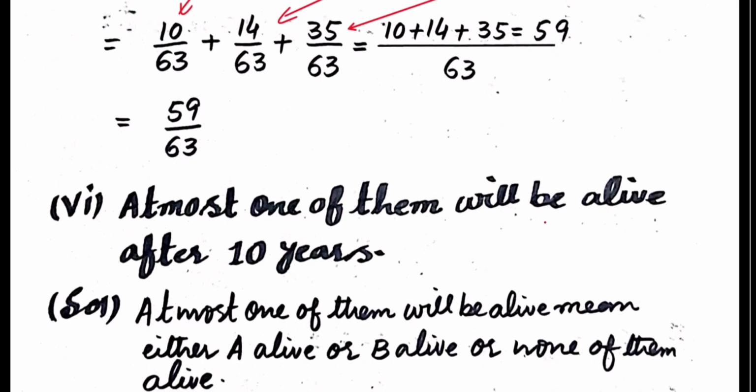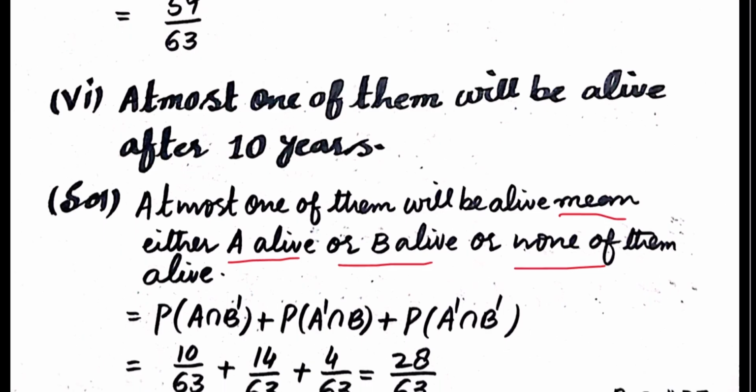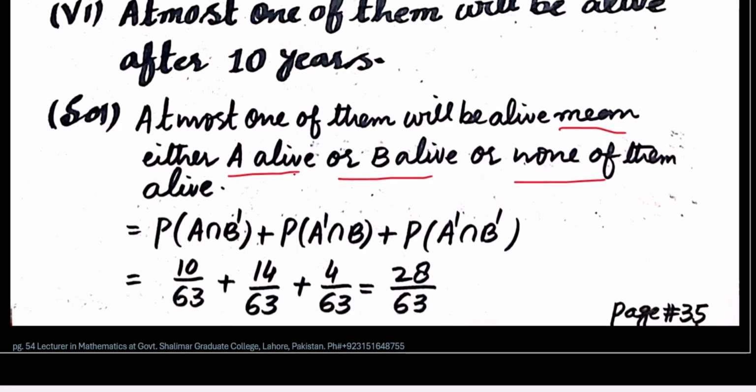At most one of them will be alive after 10 years. At most one of them alive means either A alive or B alive or none of them alive. At most means maximum: maximum one of them alive. So A alive means A intersection B complement. B alive, this is A complement intersection B. None of them alive, A complement intersection B complement. After putting in the answers, this gives 28 over 63.